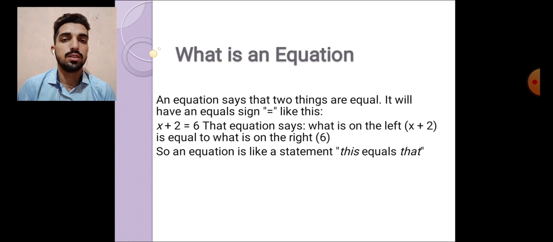What is an equation? An equation says that two things are equal. It will have an equals sign, like this: x plus 2 is equal to 6. That equation says what is on the left, x plus 2, is equal to what is on the right, 6. So an equation is like a statement.